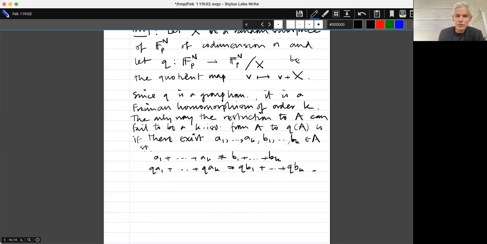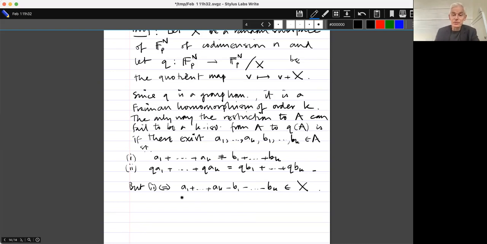And let's just think about what this second thing means. So this equality here is saying that A1 plus X plus A2 plus X plus blah, blah, blah. And when you sum up a whole lot of X's, you just get X. And similarly on this side. So it's saying that the sum of the Ai's plus X is the sum of the Bi's plus X, which is equivalent to saying, let's call that statement 1 and statement 2, but 2 is equivalent to the statement that A1 plus up to Ak minus B1 minus Bk is an element of X.